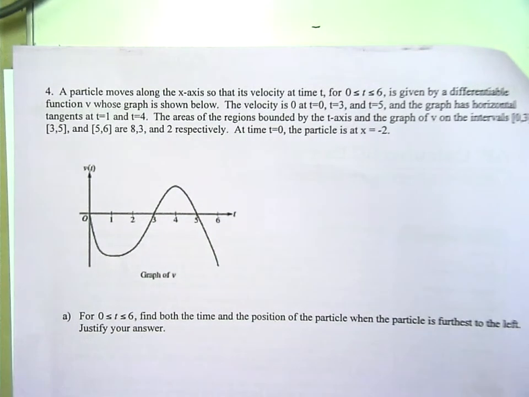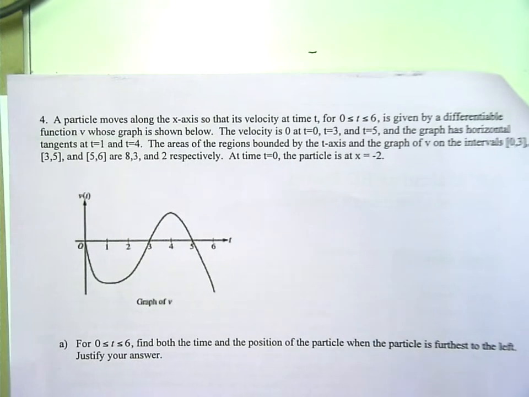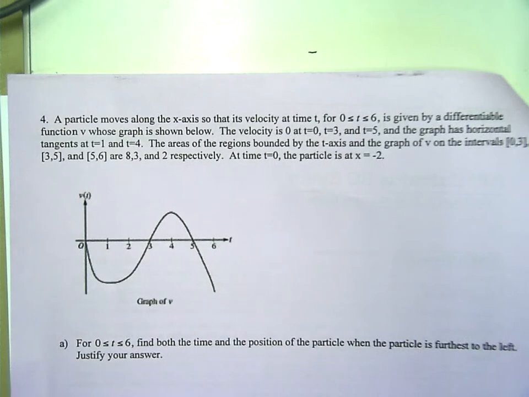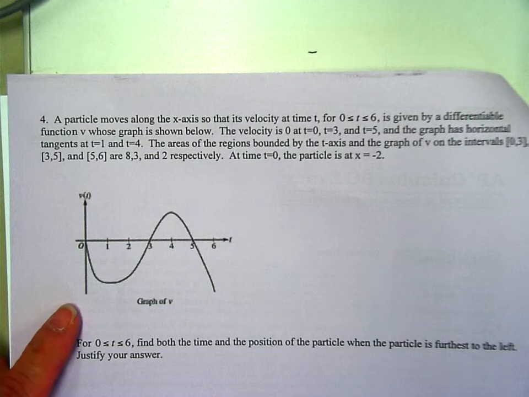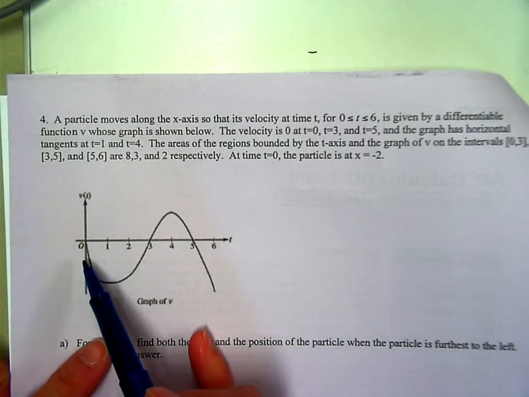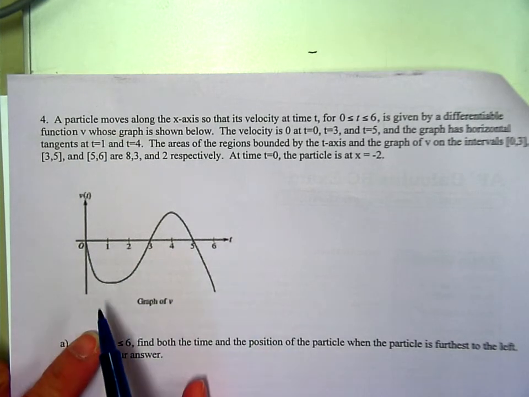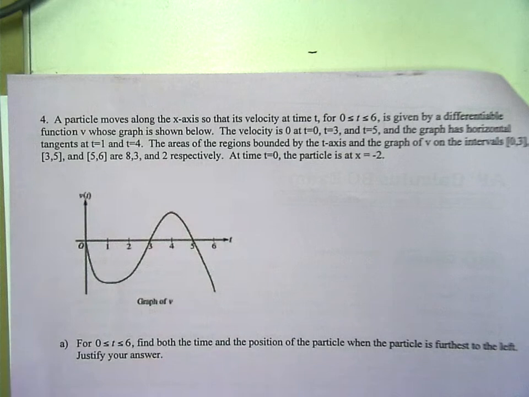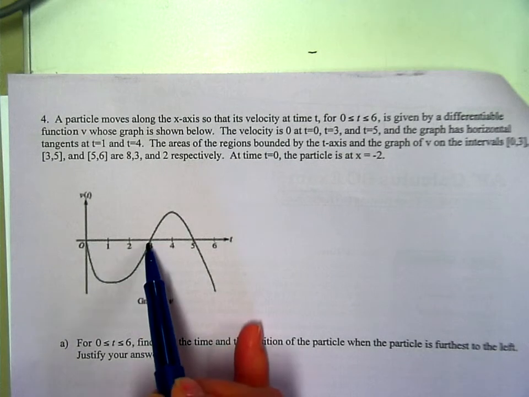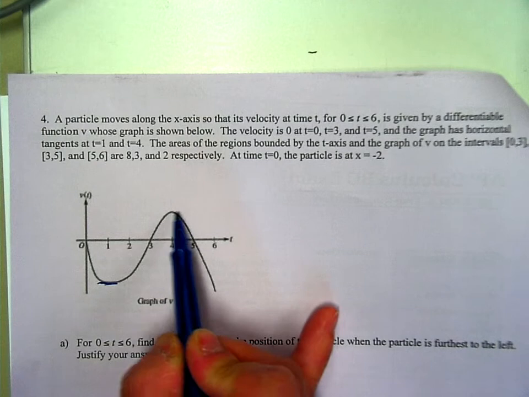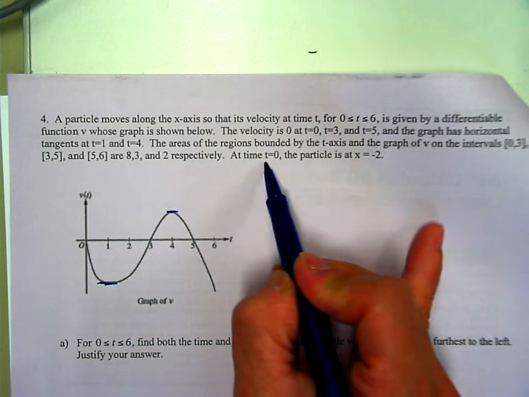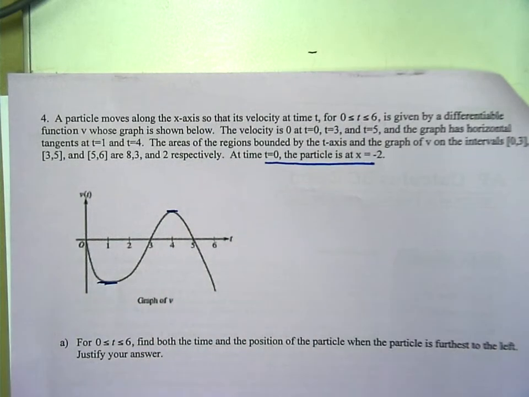Okay, this is a motion problem. It says a particle moves along the x-axis, so that its velocity is given by a differentiable function v. So this is your velocity graph. It tells you that at t equals 0, t equals 3, t equals 5, the velocity is 0, it tells you that you have horizontal tangents at t equals 1 and t equals 4, and at time t equals 0, the particle is at x equals -2.